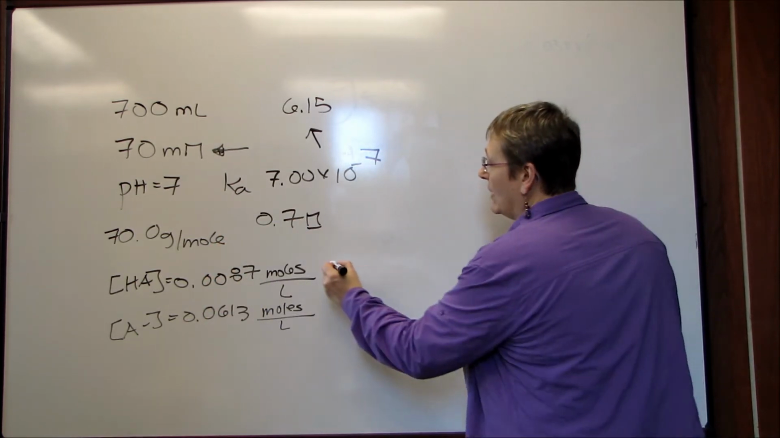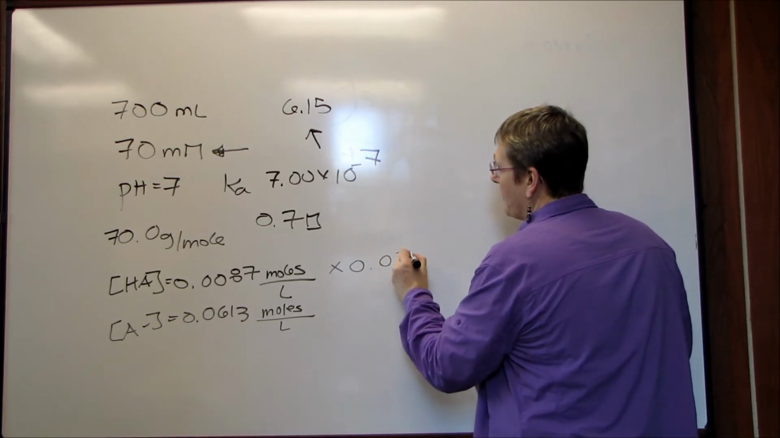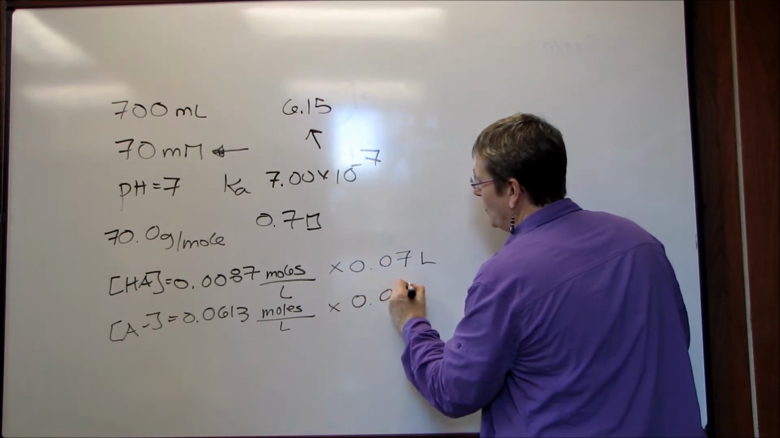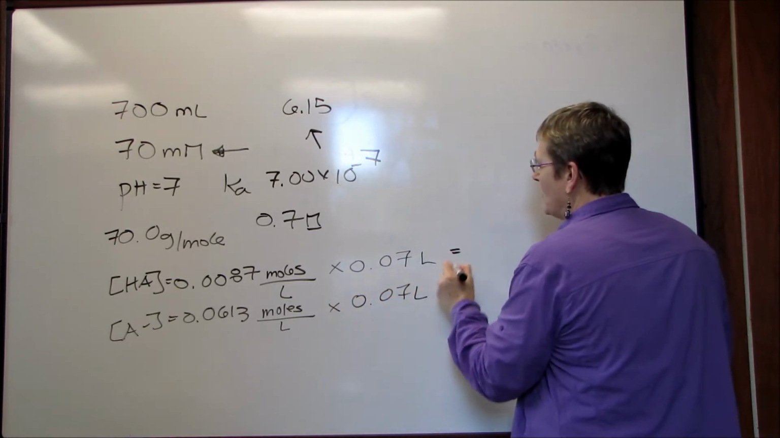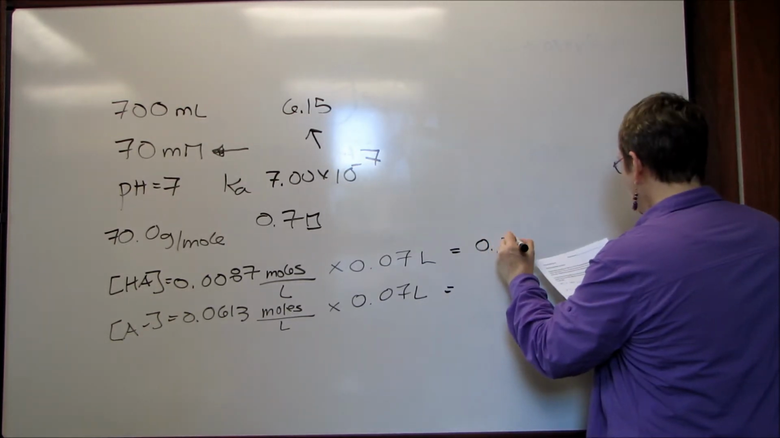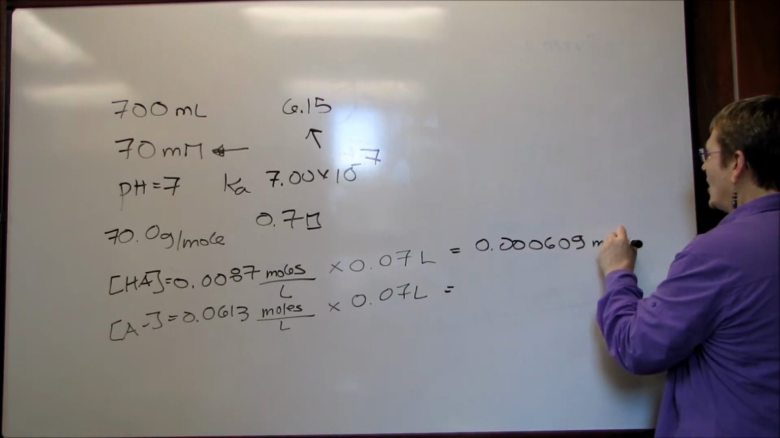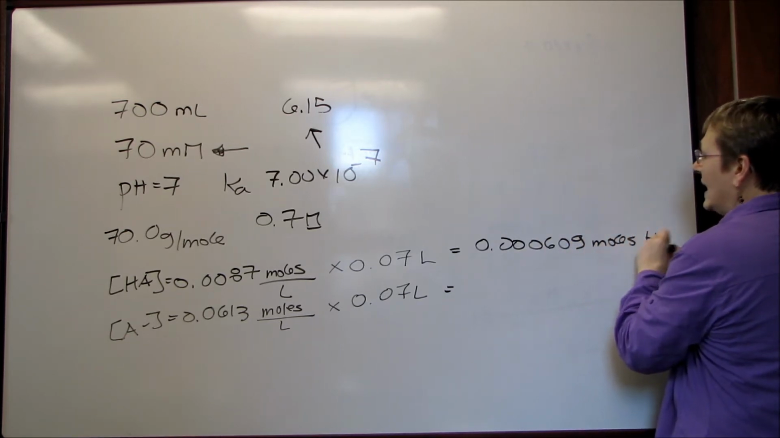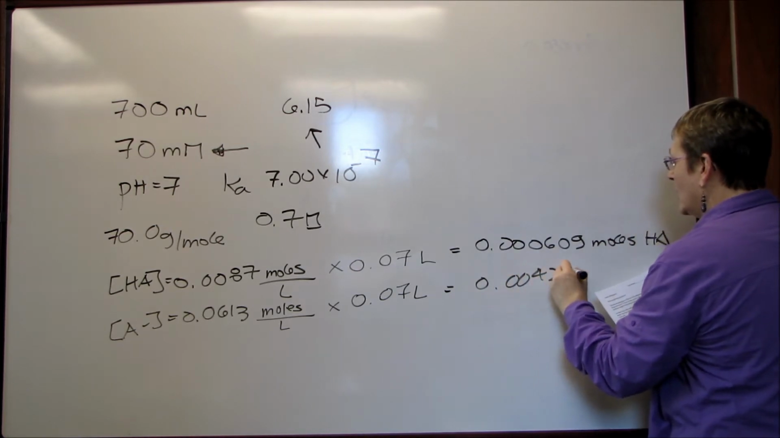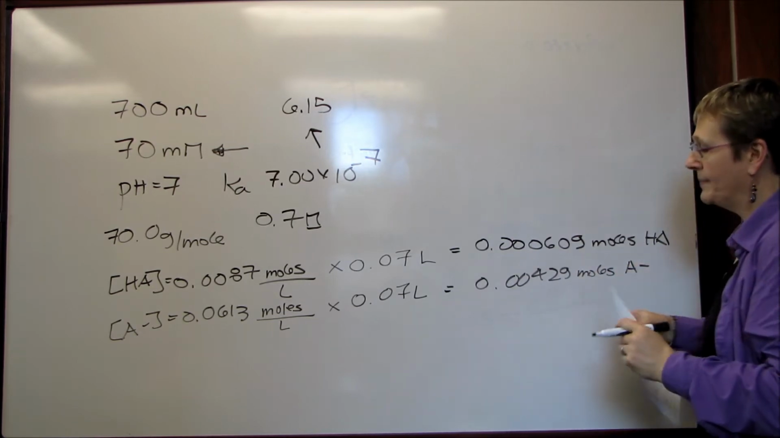So we've got to go to moles here. We've got to figure out how many moles there would be in that aliquot of 0.07 liters. So we have to multiply our concentration by our volume to do that. So we have 0.000609 moles of HA, and we have 0.00429 moles of A minus. Okay, that's where we start the question.